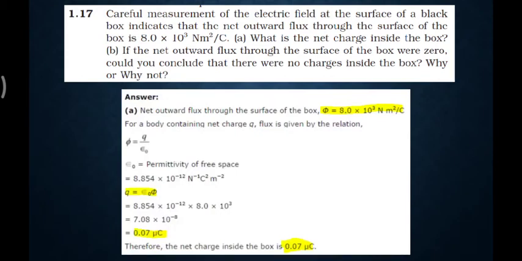The relationship between phi and Q is Gauss's law. Phi is equal to Q by epsilon 0, and we know epsilon 0. We have to find Q, so epsilon 0 goes up with phi, then Q is equal to epsilon 0 times phi. Epsilon 0 is 8.854 into 10 to the power minus 12. Phi is given as 8 into 10 to the power 3. You can do the calculation and you will reach 0.07 microcoulomb. It is just the shifting of decimal points, a basic understanding of number systems.